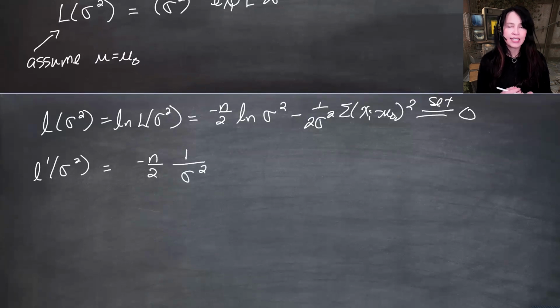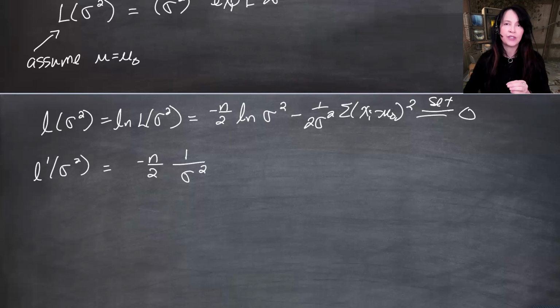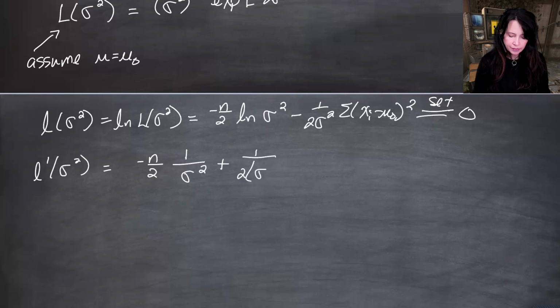For the other fraction, it's like having sigma squared to the negative 1, and when you take the derivative, you'll get negative sigma squared to the negative 2, and that'll combine with this other negative sitting here, and ultimately you'll get positive 1 over 2 sigma squared squared.